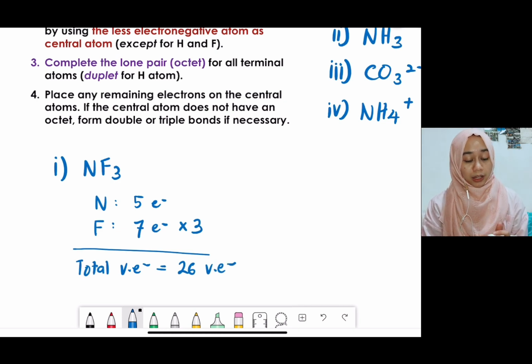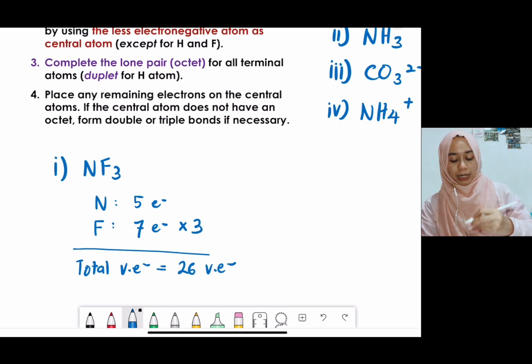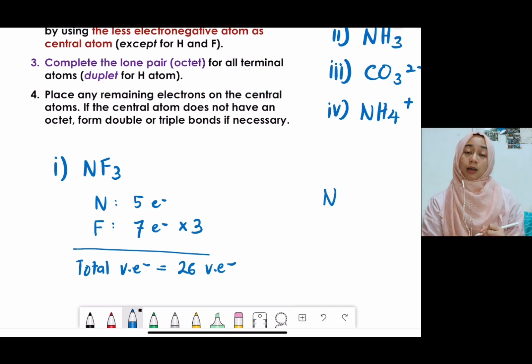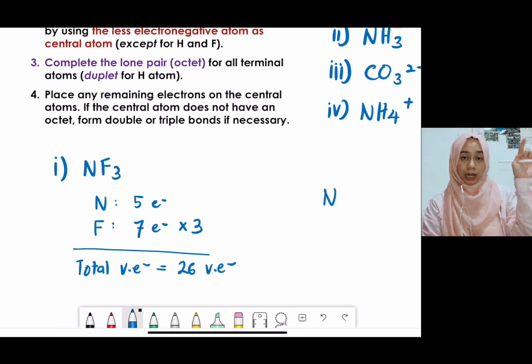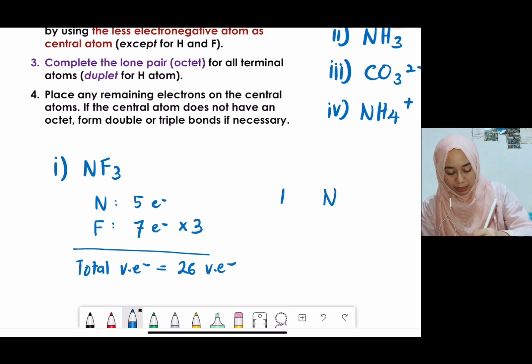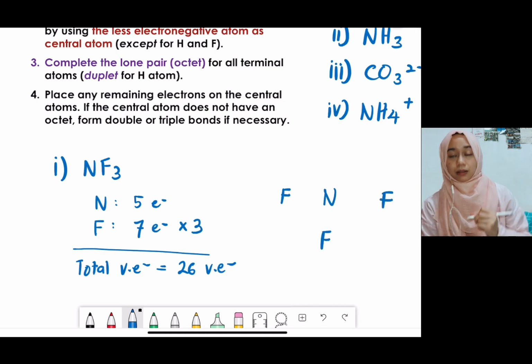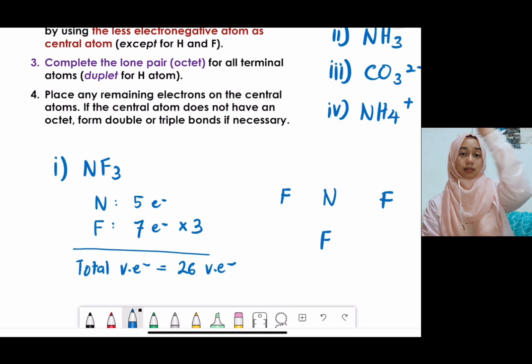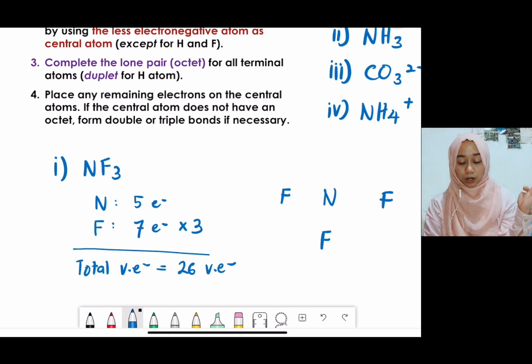Okay, so now kita follow pula second step. Second step dia bagi tahu draw skeletal structure of compound by using the less electronegative atom as central atom. So antara nitrogen dengan fluorine, nitrogen is less electronegative compared to fluorine. Okay, so bermaksud nitrogen akan jadi central atom, so kita letak dia dekat tengah-tengah. Meanwhile fluorine pula yang ada 3 atom tu akan berada di sekeliling kita punya nitrogen. Okay, jadi kita just letaklah, Miss buat random macam ni. Kamu nak letak kat atas, kiri kanan pun boleh, ataupun kamu letak bawah, kiri kanan, is up to you.